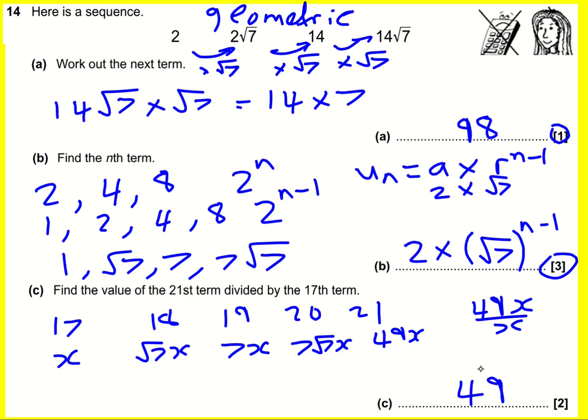I've done this algebraically. The other way you could do it is just think, right, I'm multiplying by root 7 four times to go from the 17th to the 21st, so that's why it's going to be 49 as one term divided by the other.